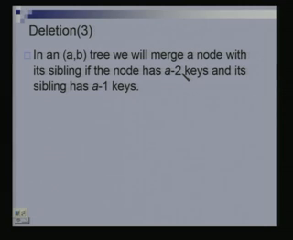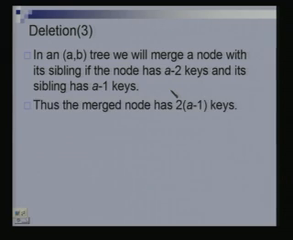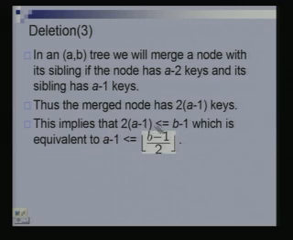So after merging, the new node that gets created, how many keys will it have? The sum of these two, plus 1. Why plus 1? One key came down from above. So it will have 2 times (a minus 1) keys. Now, 2 times (a minus 1) better be less than or equal to b minus 1. This is the same as saying that a minus 1 better be less than or equal to (b minus 1) by 2.